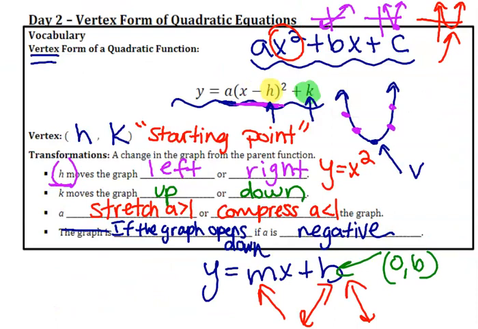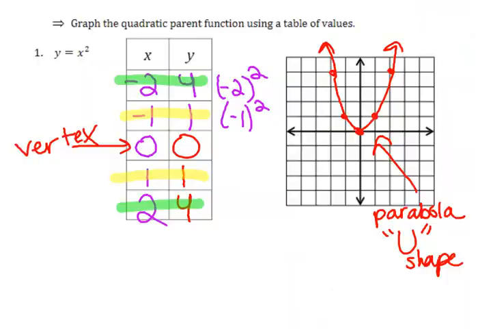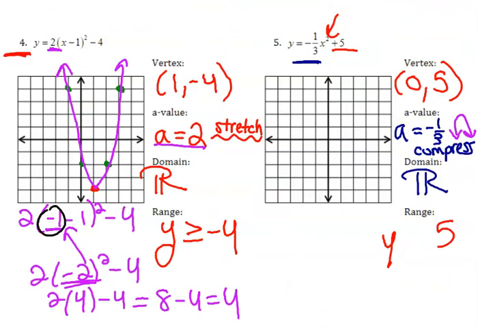Okay, and if it opens down, it's negative, and it's a reflection. So make sure you put that back in there. Really important that you guys are filling out the box too. Alrighty, here we go. So let's plug something in.